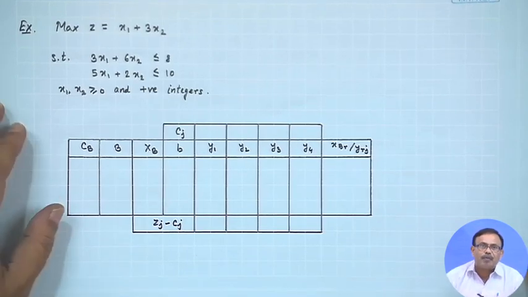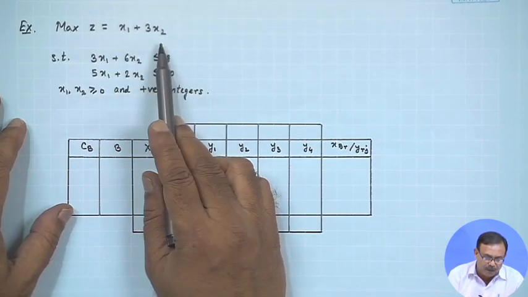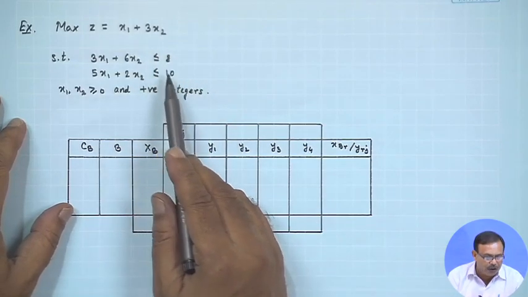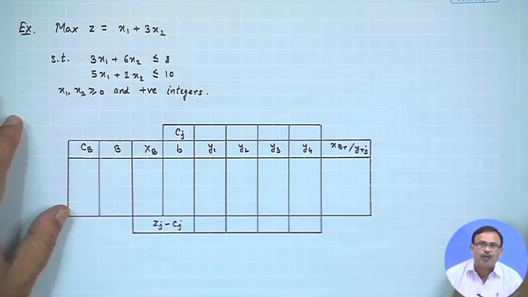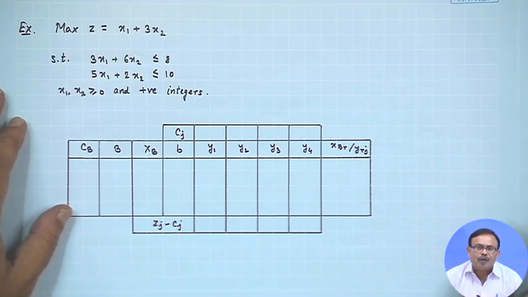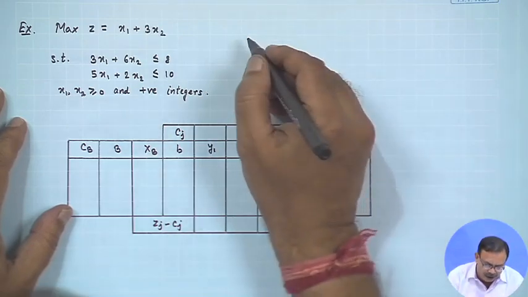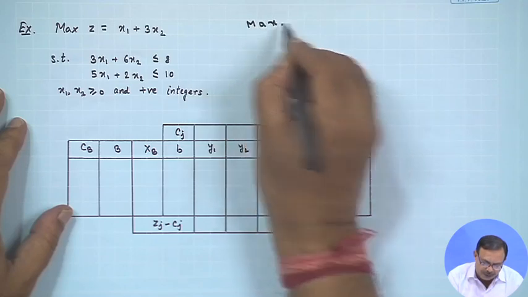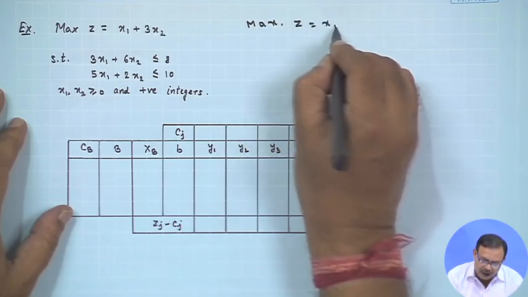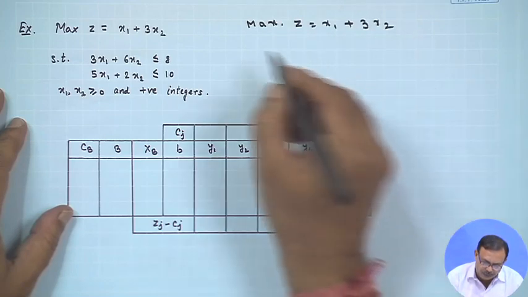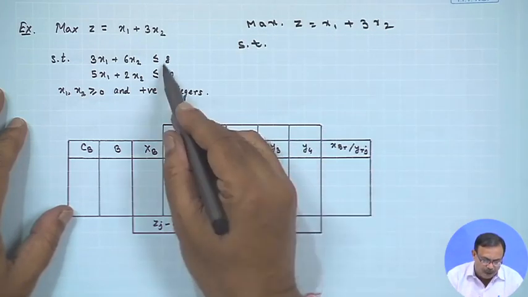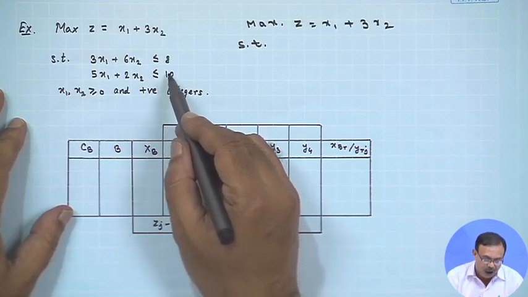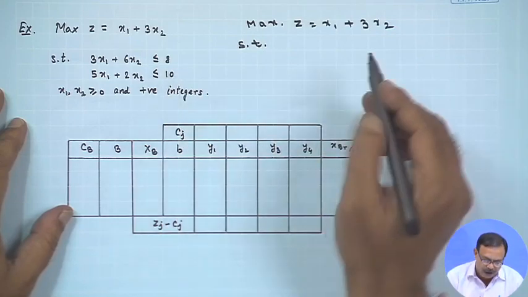We have a problem: maximize z equals 3x1 plus 3x2 subject to two constraints. For simplicity, we have taken one simple example by which we will show you how the algorithm for IPP works. So, at first you write it in the standard format. It is already a maximization problem. Maximize z equals x1 plus 3x2 subject to, since both are less than or equal type equations, introduce slack variables to make them equalities.